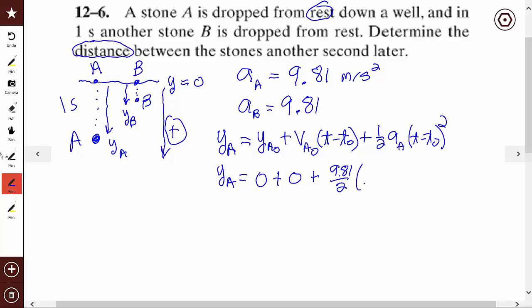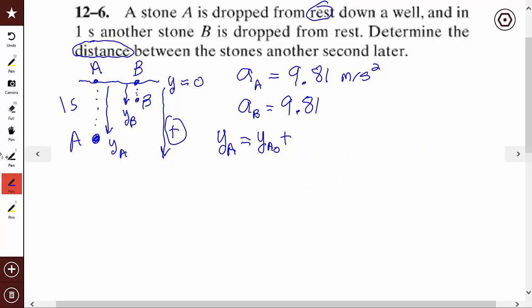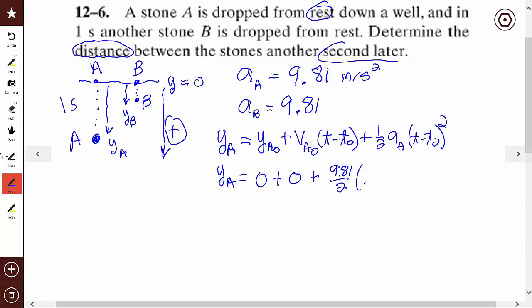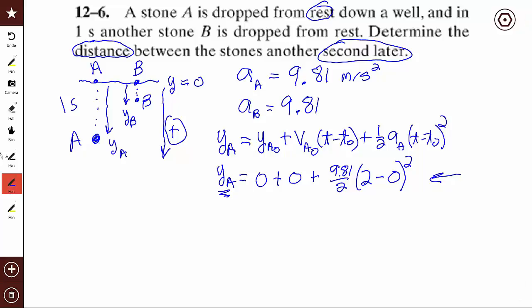Time is, let's see, after another second. So I want to know where they are after 2 seconds. So the time I'm interested in is 2 seconds. The initial time for body A is 0, he started falling immediately, squared. So there's one equation for one unknown, so I can solve that equation for y A. Basically this will tell me where stone A is after 2 seconds.